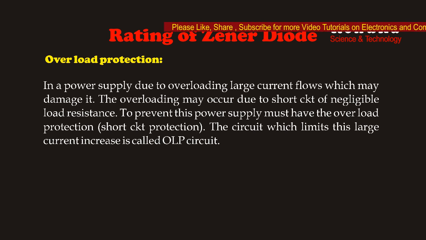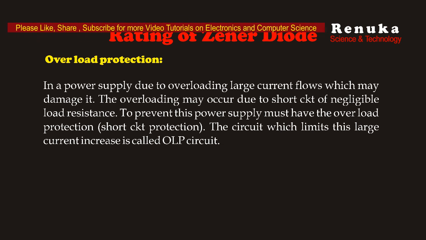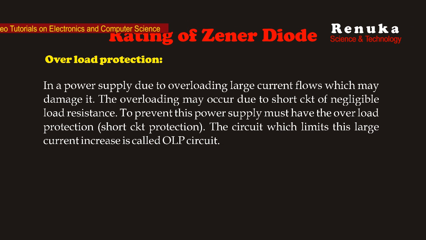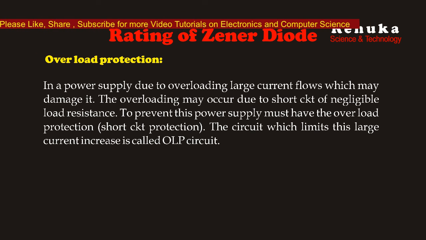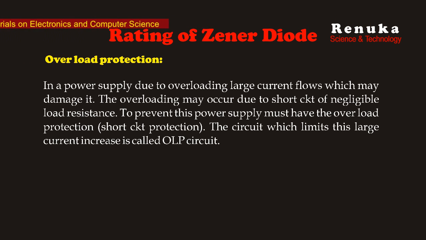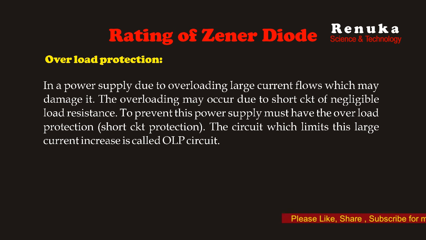The fifth definition is overload protection. In a power supply, due to overloading, a large current will flow through the load resistance, which may damage the power supply or the regulator. Overloading may occur due to a short circuit or negligible load resistance. To prevent this, the power supply must have overload protection or short circuit protection. The circuit which limits the large current increase is called the overload protection circuit, and it must be present in the regulator circuit. So these are some definitions regarding regulators.